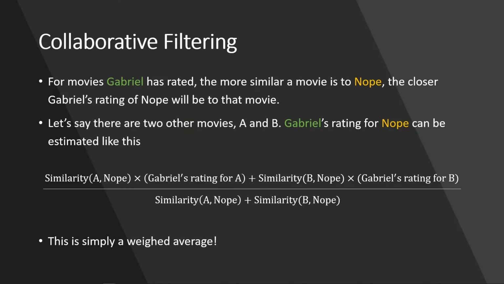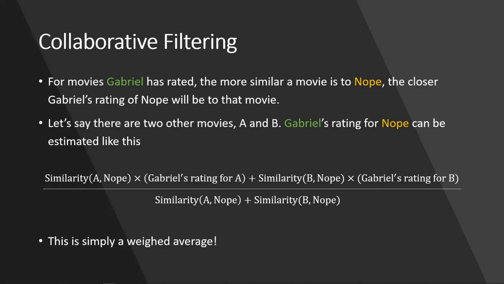So as you see, this is simply a weighted average. There's nothing fancy here. Basically, we weight Gabrielle's rating for movie A and her rating for movie B, which you already know, by how similar movies A and B are compared to Nope.